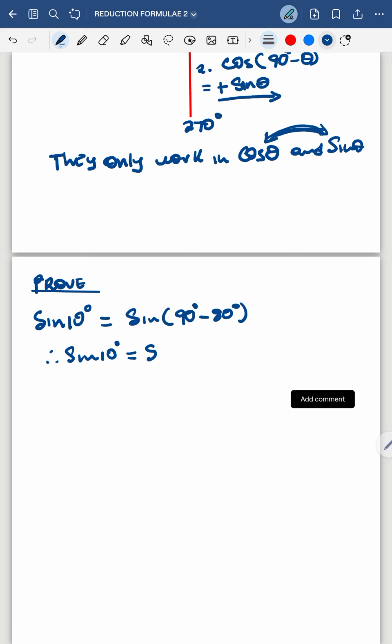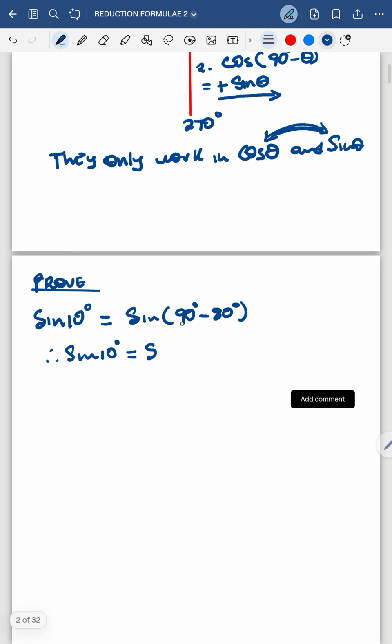Okay, since now we said 90 degrees minus an angle is in the first quadrant, and sine is positive in the first quadrant, so its cofunction is cosine, right? So what is the angle there? It's going to be 80 degrees. That's what you're going to write.